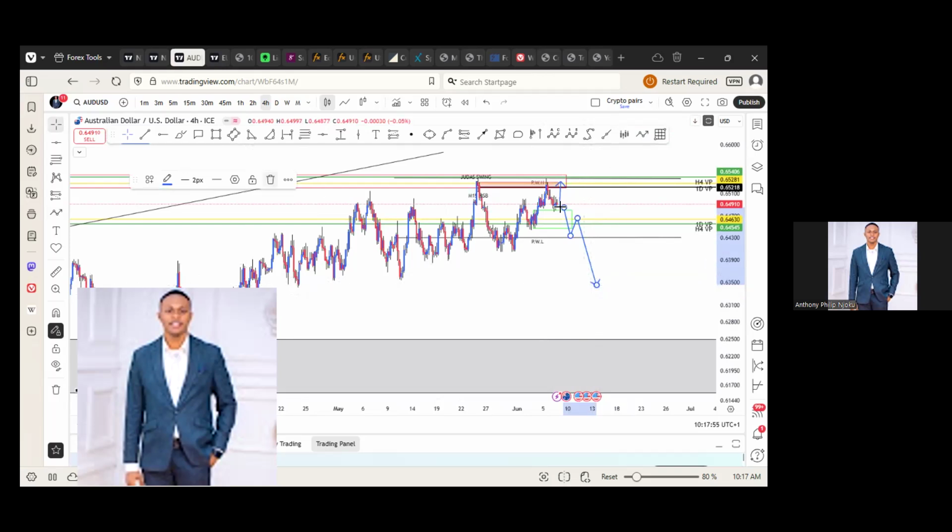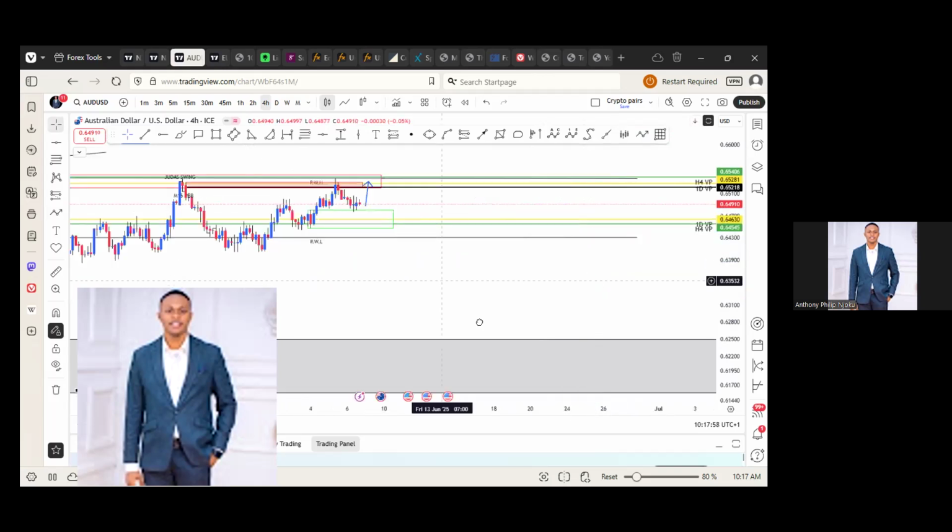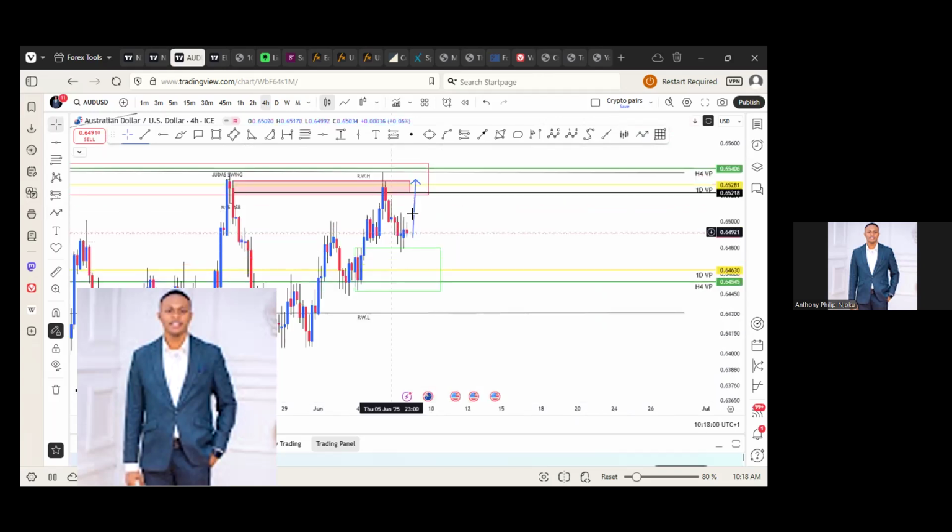But for now, this is the current picture. Since it has headed towards this demand zone, from here now you can expect a push up for AUD USD.